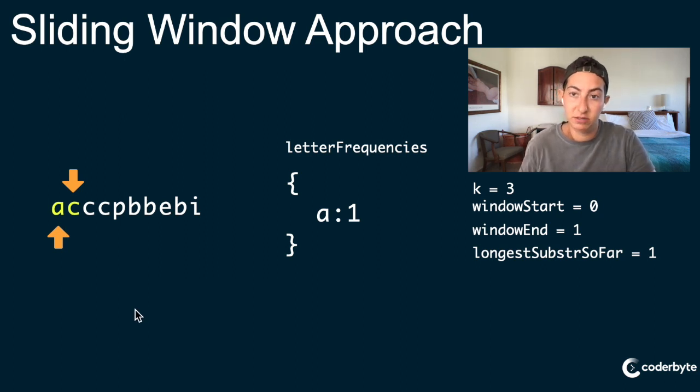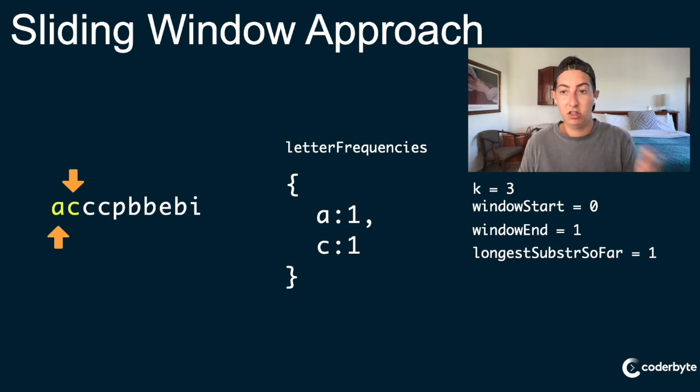The first thing we do is add it to our letter frequencies, and we get C in there with a frequency of 1. We've only seen 1 so far. And of course, we can now say that the longest substring so far with k distinct letters is of length 2, so we increment that over here. Have we reached our capacity? No, we have not. So we grow our window.